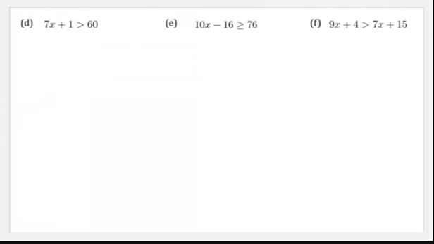I'm listening, I'm ready. So you minus 1 on both sides. Yep. Which is 7x is greater than 59. So you divide by 7 on both sides.